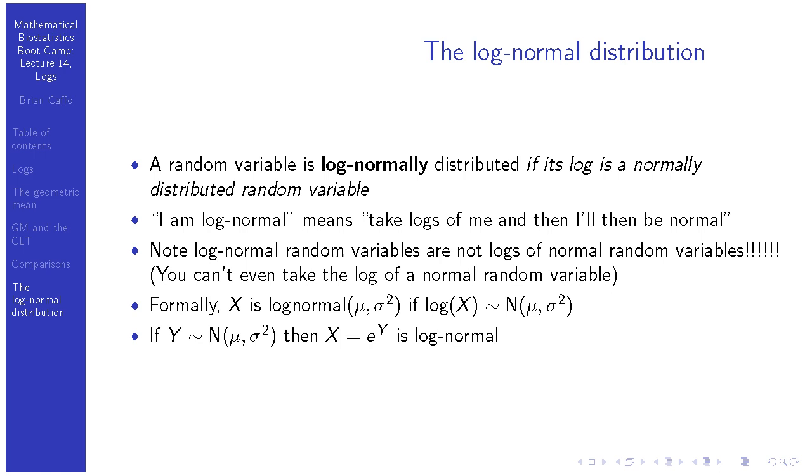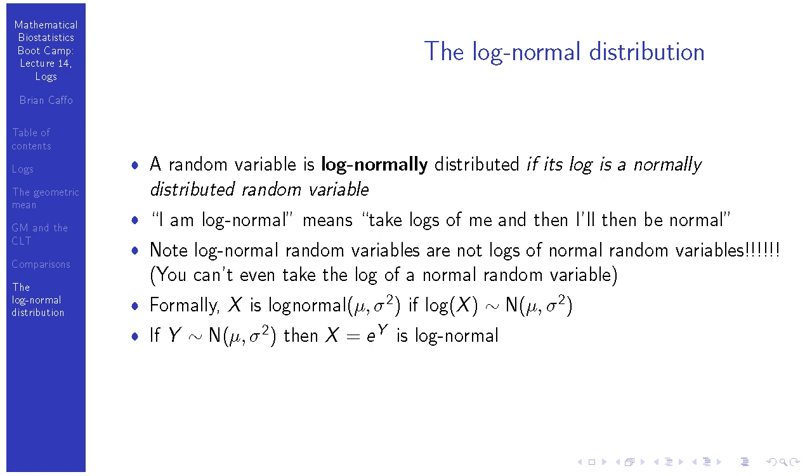There's one distribution where you take logs of things and they wind up as Gaussian, and it is so important that we give it a name. We call it the log normal distribution. A random variable is log normally distributed if its log is a normally distributed random variable. Note, it's not the log of a normal random variable, as its name kind of implies. You can't take the log of a normal random variable because those can be negative and you can't take the log of them. So if you want to remember what a log normal random variable is, remember this phrase: I am log normal means take logs of me, then I'll be normal. And then you'll remember the correct order.